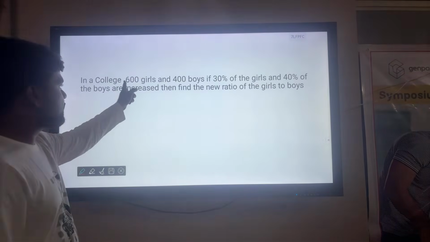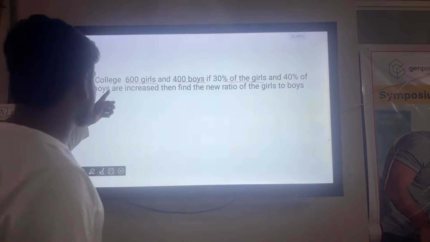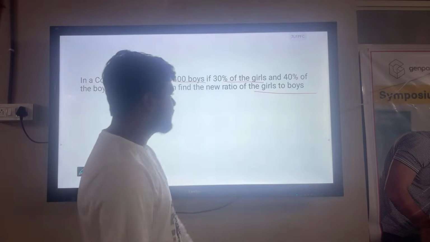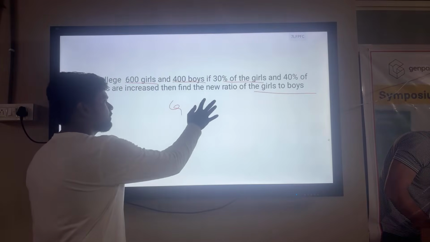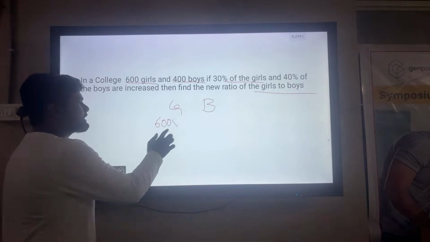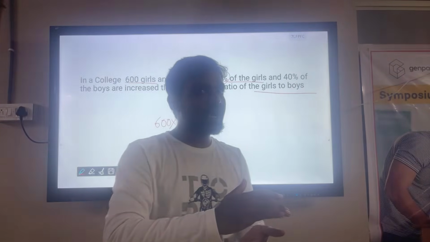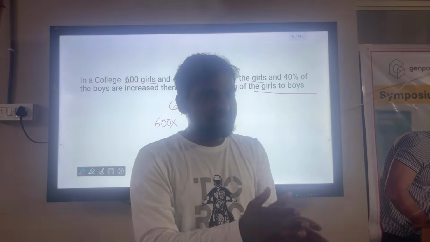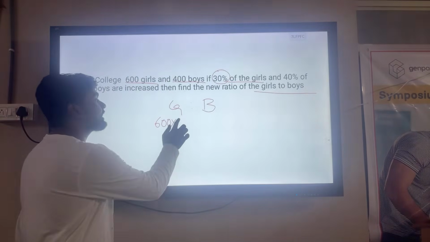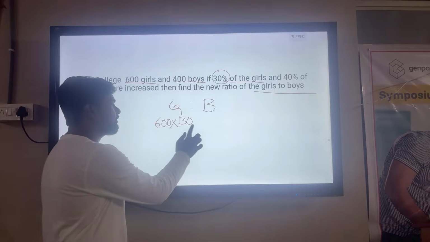In a college, there are totally 600 girls and 400 boys. If the girls increase by 30% and the boys by 40%, find the new ratio of girls to boys. We have to identify the ratio between what? Girls to boys. Actually, how many girls are there? 600 girls. Now 30% of the girls are increased. Base value 100, 30% increased: 100 plus 30, totally 130% now. Previously it was only 100%. In place of percentage, what can you write? Divided by 100.